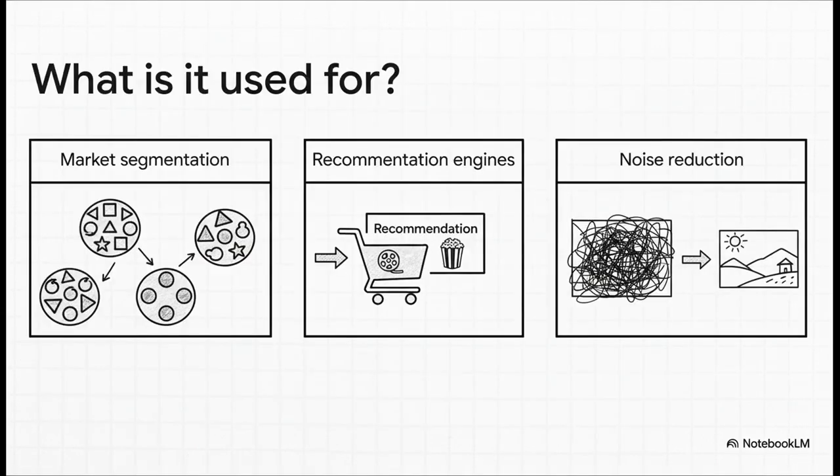And I guarantee you have seen this in action, maybe without even knowing it. It's used for market segmentation, where companies find natural groups of similar customers. It's the magic that powers recommendation engines that suggest products or movies by finding things that are often bought together. It can even be used to automatically clean up grainy old photos by identifying what's signal and what's just noise.